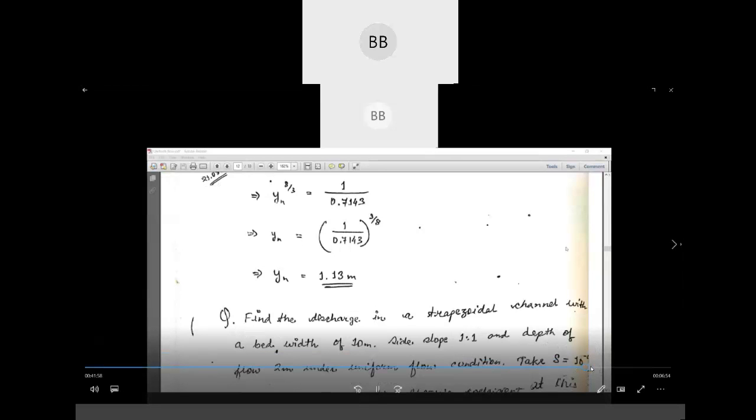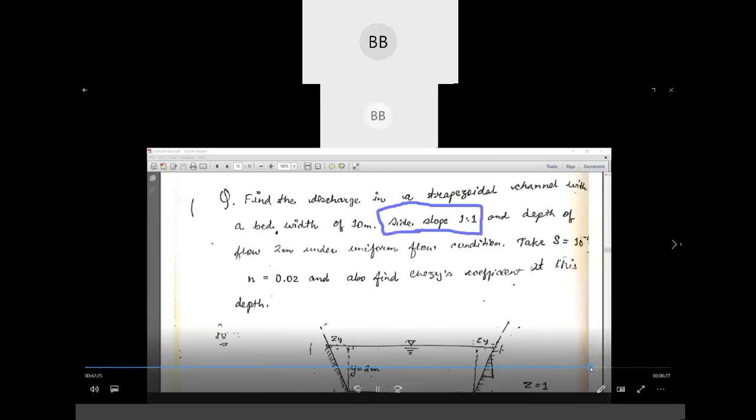For velocity, the value is 1. This z value is 1. Z is equal to 1. So when your side slope is given 1 is to 1, you always remember your z is equal to 1. So you try to solve this problem.